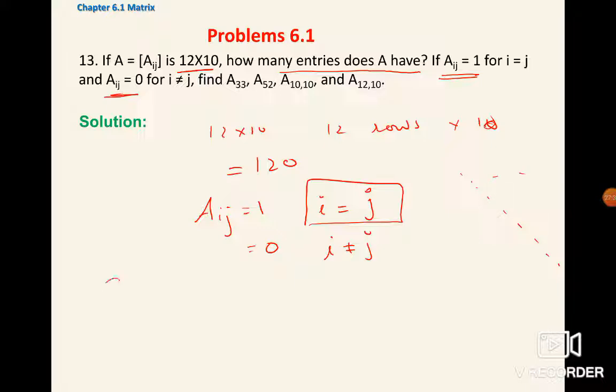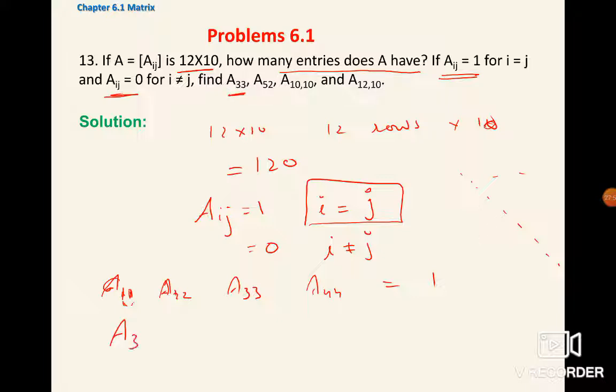So leading diagonal A11, A22, A33, A44, all these entries are 1. When the row and column are equal, when i and j, the numbers in the subscript, are equal, then you get 1. If they are different, you get 0. So now find the answers for this one.